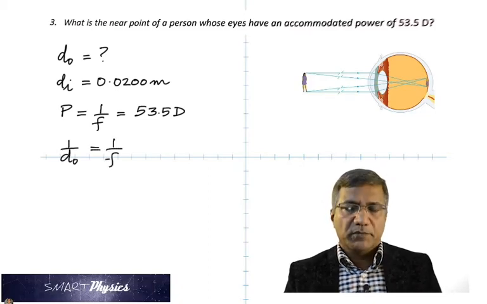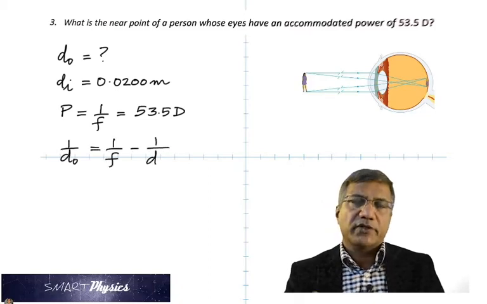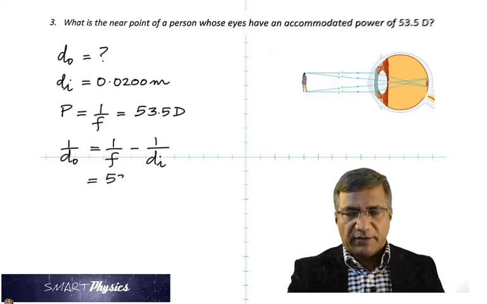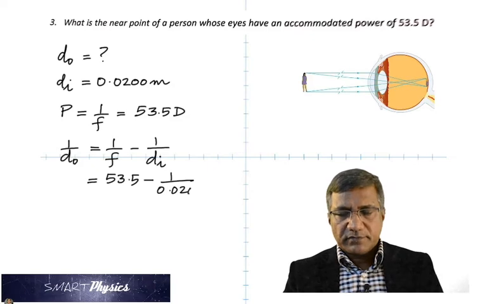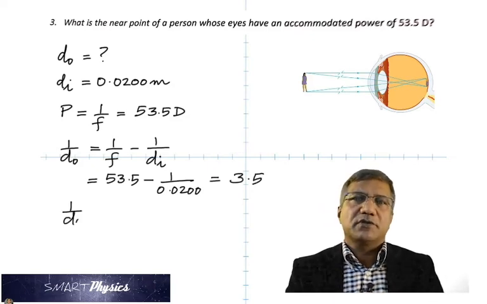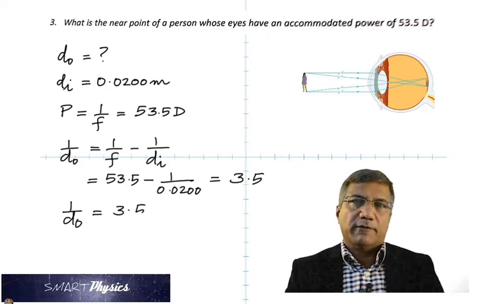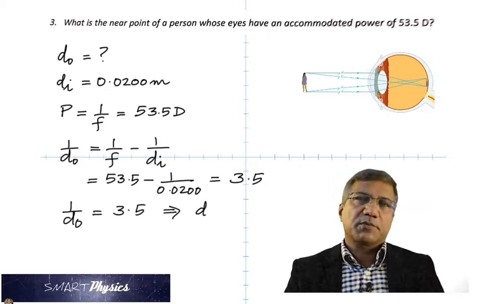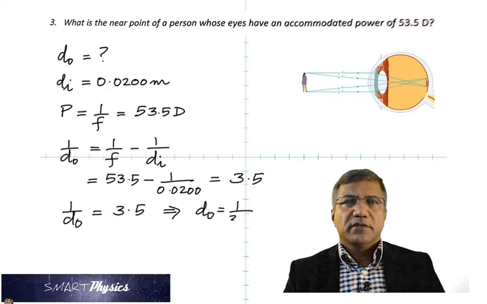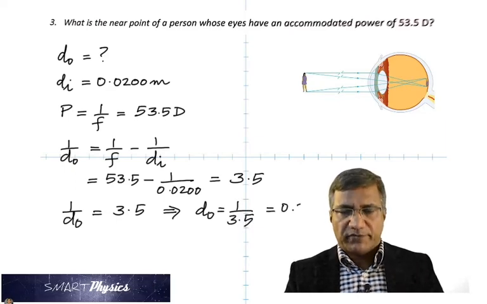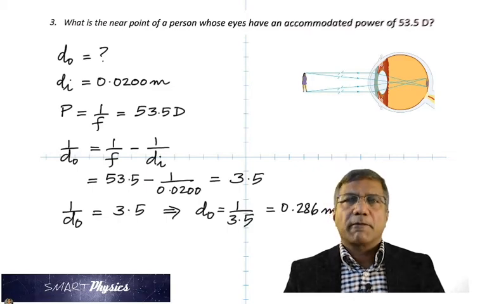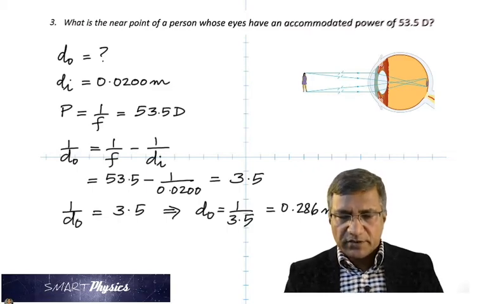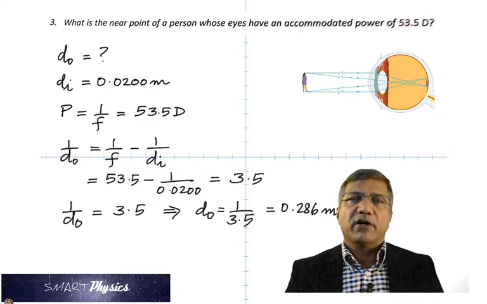Use the same formula, and I've already made 1 by DO the subject there. So 53.5 minus 1 by 0.0200 gives 3.5. And when you take the reciprocal of that, you get DO as 1 by 3.5, which is 0.286 meter. That is the near point of the person.